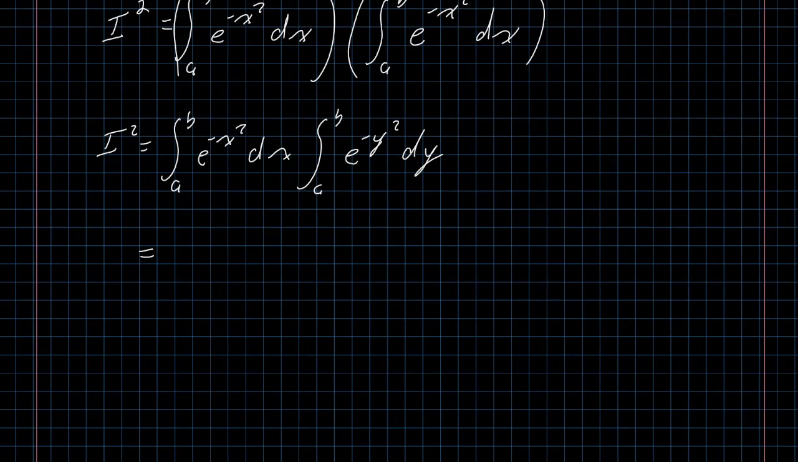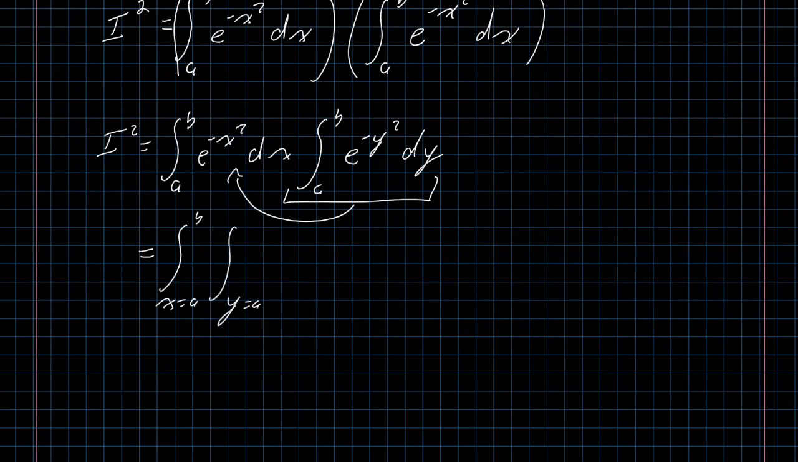And now I can't imagine why I would want to do that, but I can take this integral and I can bring it inside of that integral. It'll make things a little bit messier. And I'm going to get the integral x goes from a to b times the integral y goes from a to b of e to the minus x squared times e to the minus y squared dy dx.